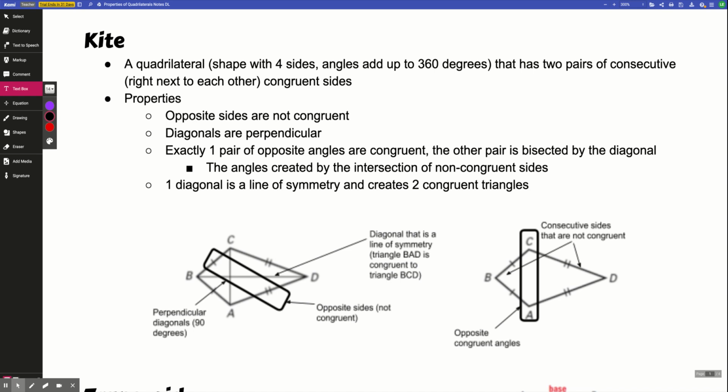Hi everybody, this is your notes video on properties of quadrilaterals. So in this video, I'm going to talk to you about 6 different types of quadrilaterals, a lot of which you have already seen, like you know what these are, right? We're just going to get a little bit more specific and technical about their properties.